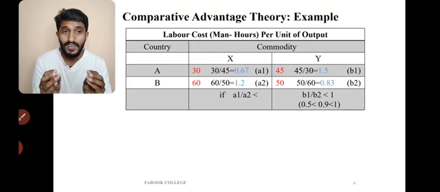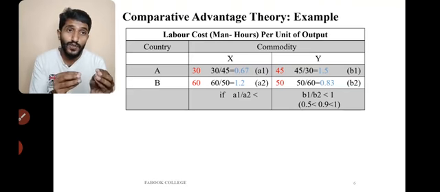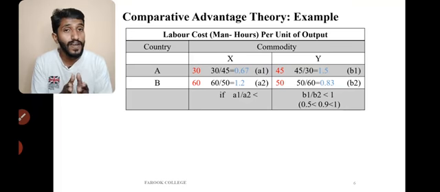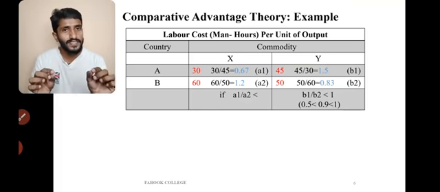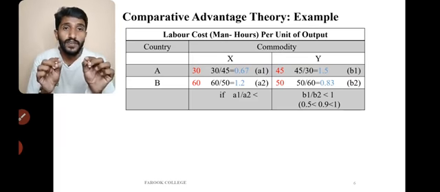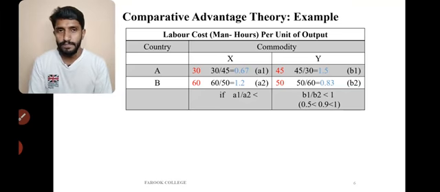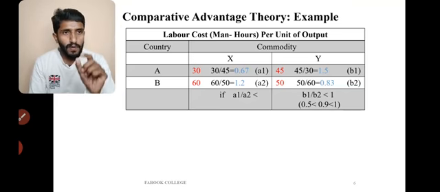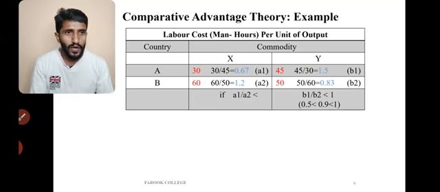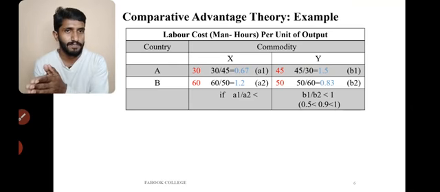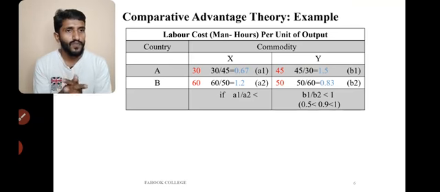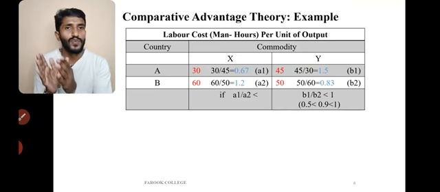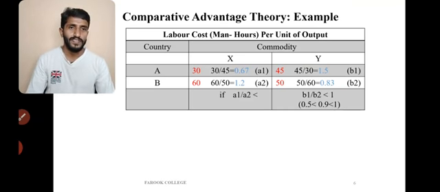It means that 0.67 unit of Y should be sacrificed to produce 1 unit of X. Or else we can say that 1X is equal to 0.67Y. Okay. Then what about Y? Y comparative cost is 45 divided by 30. Okay, then it is 1.5. 1.5Y is equal to 1X. That is a comparative cost.